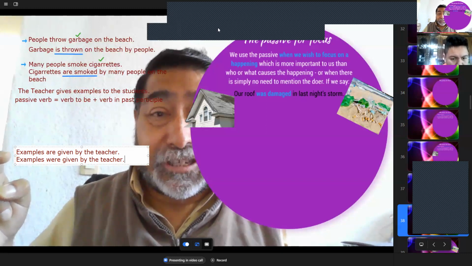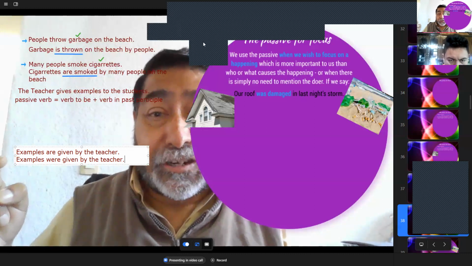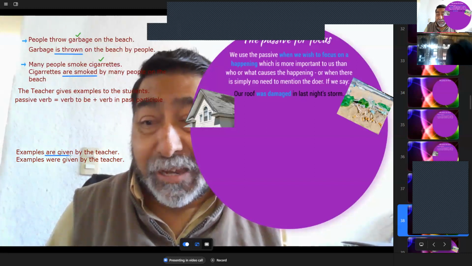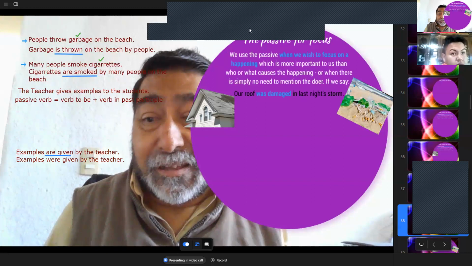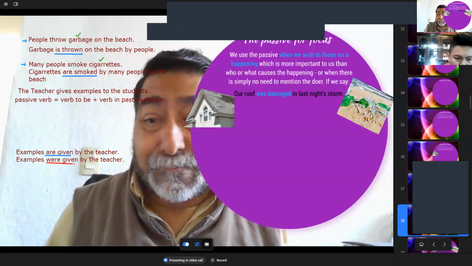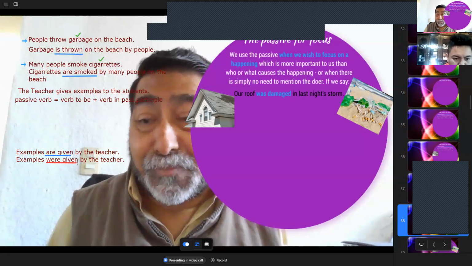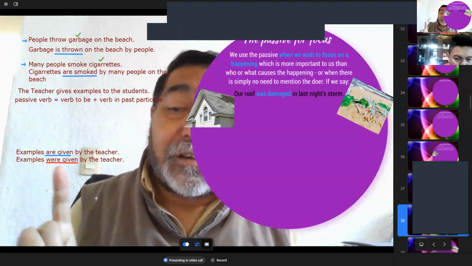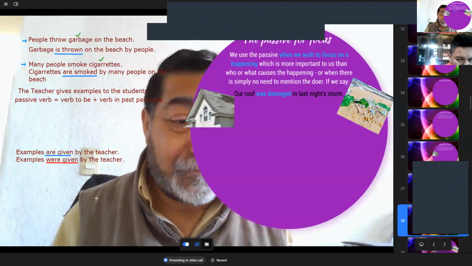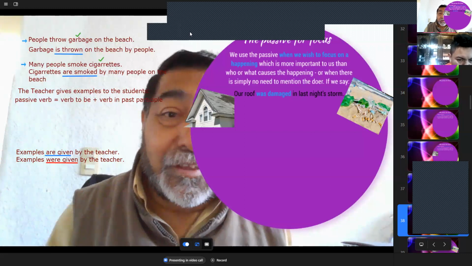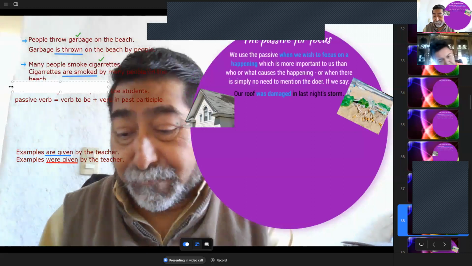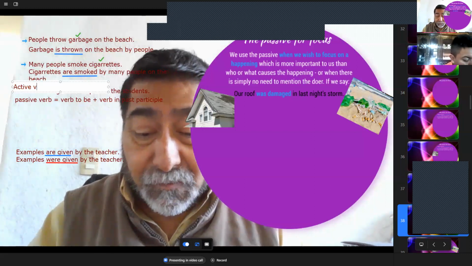Notice the difference. We have two different structures. Are given is in present. And let me use a different color. Were given is in past. Notice that I am using passive voice in present and passive voice in past. So all these ideas come from my example using active voice.